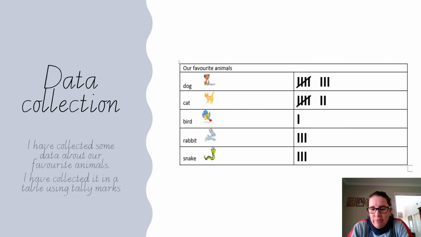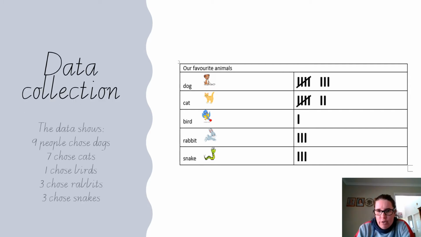So I have already collected some information for you. We're all going to use the same thing because that just makes it a bit easier. I collected information about people's favourite animals. And I have made it in a little table and we've got our tally marks. So if you have a look here, it's our favourite animals. We know that's what it's about. There's a dog, there's a cat, there's a bird, a rabbit, and a snake. And these were how many people said they were their favourite animals. And I've used tally marks to get that information.